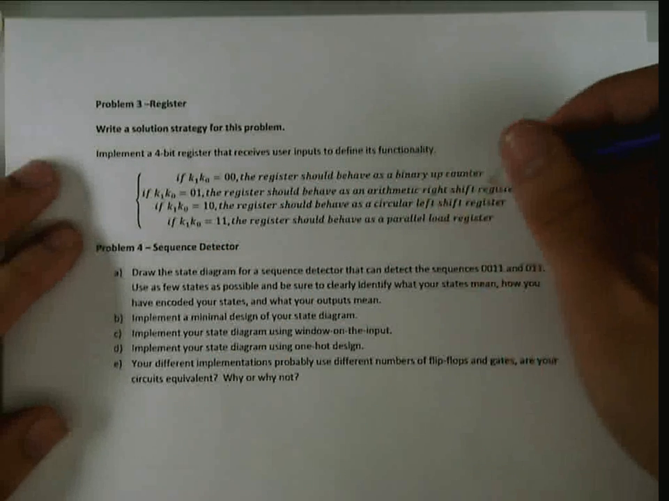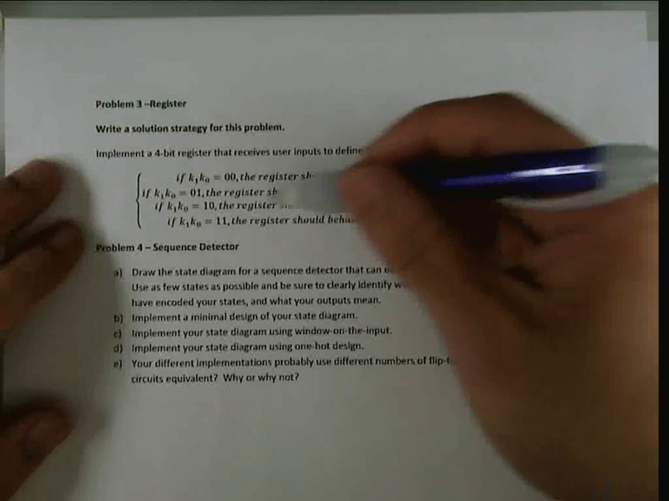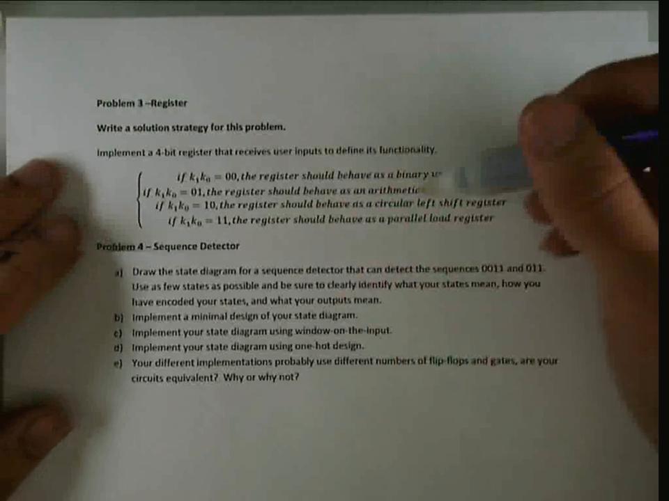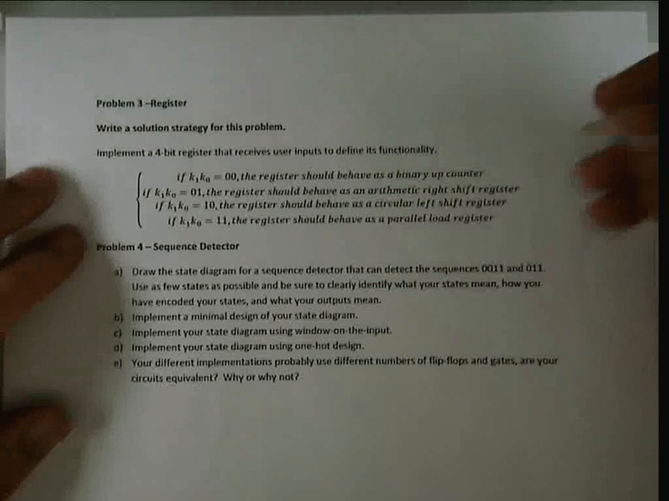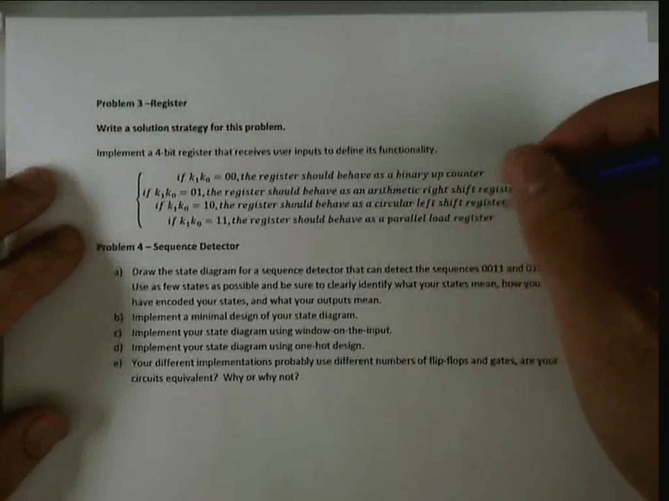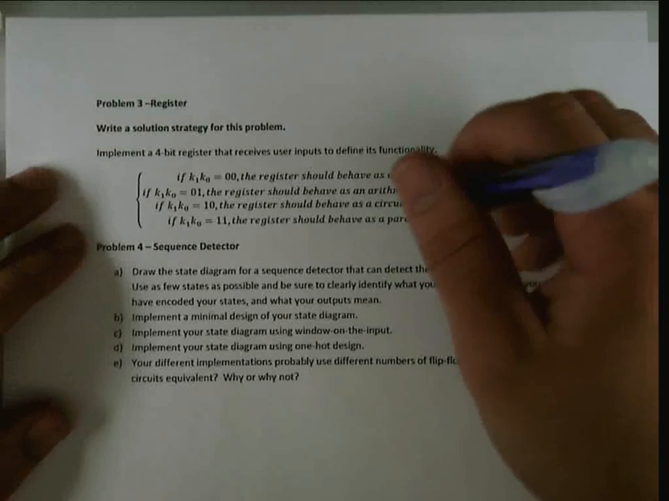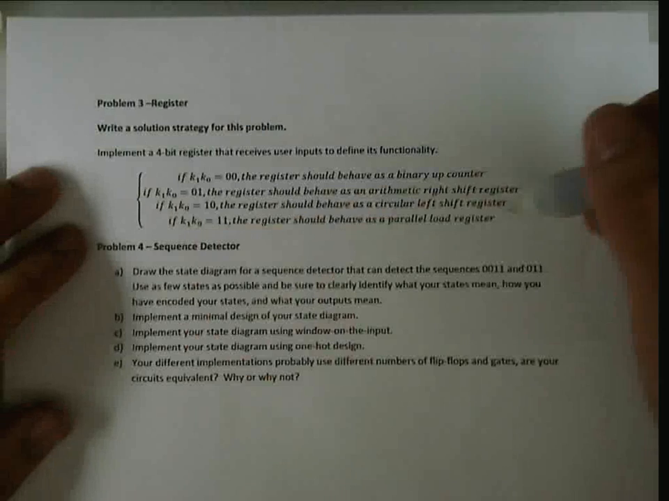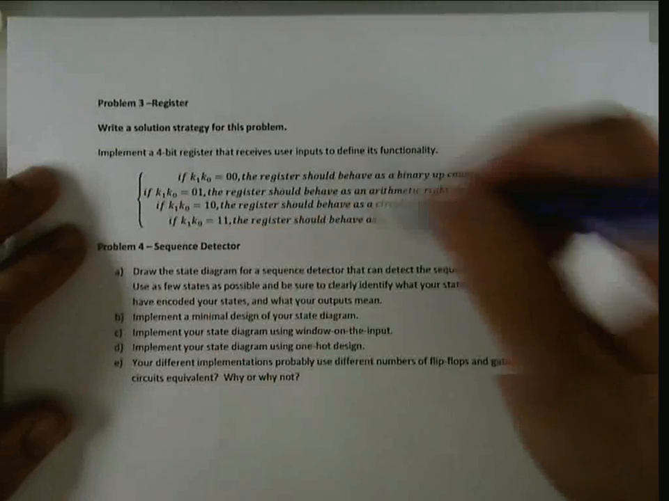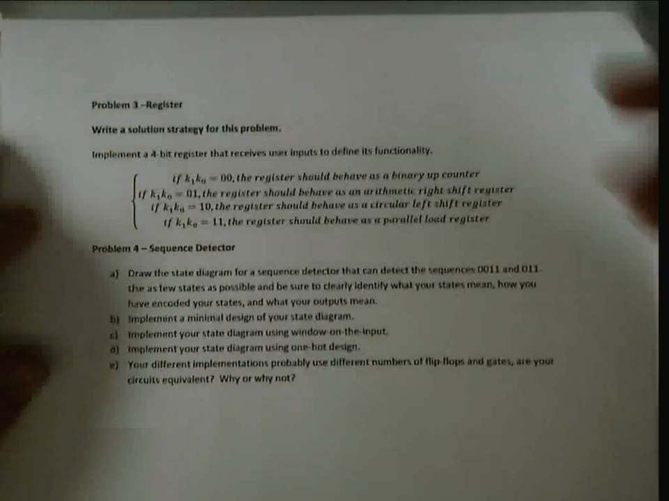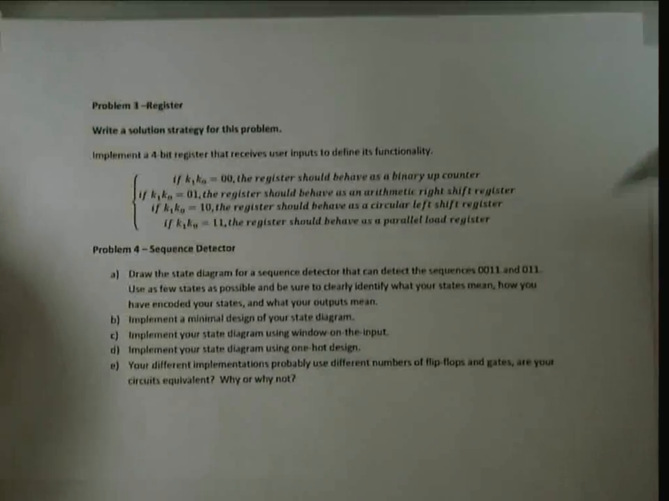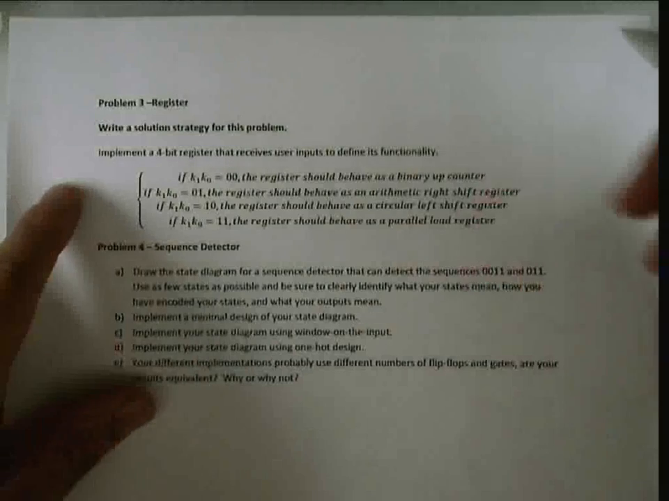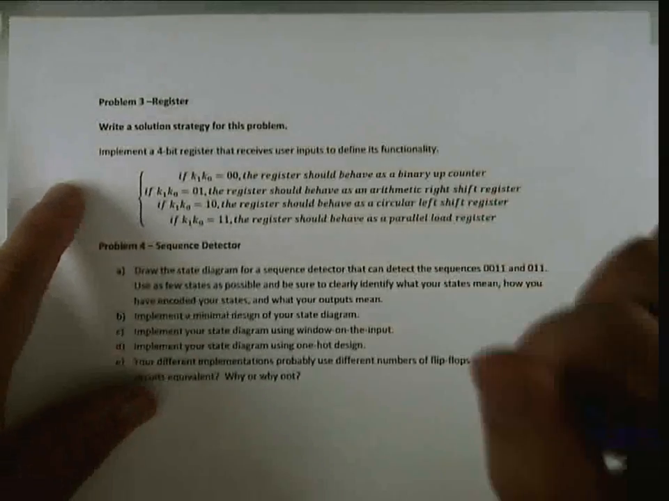For my arithmetic right shift, I'm going to have to make sure that my most significant bit gets fed into itself, but then the rest of them get fed down. For the circular left shift register, I'm going to need to make sure that my least significant bit goes up, and that one goes up, and then the most significant bit gets cycled back down to the least significant bit. For the parallel load, I'm just going to need to have 4 parallel load bits, and I'm going to need to put those into the 1-1 selection. And so that's how I'm going to solve this problem.